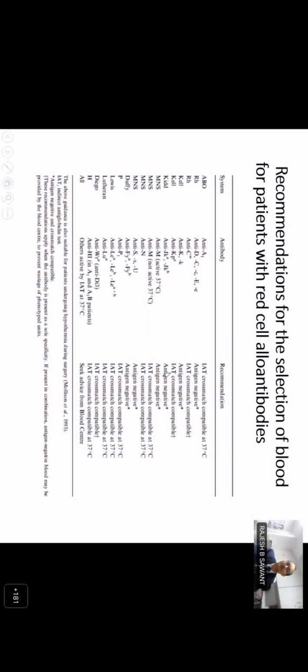In that case, you can do an IAT cross-match. If the unit is compatible, you presume that the particular antigen may be negative, and cross-match compatible blood can be issued for transfusion to this patient. There are certain straightforward cases where an antigen negative unit is recommended, like anti-M, very common, which is active at 37 degrees Celsius, so you pick up an M antigen negative unit. But for certain other rare cases, even an IAT cross-match compatible at 37 is an acceptable option. You will not be liable to any litigation, and you're not doing any wrong to your patient, right? So this is what I wanted to bring back home here.